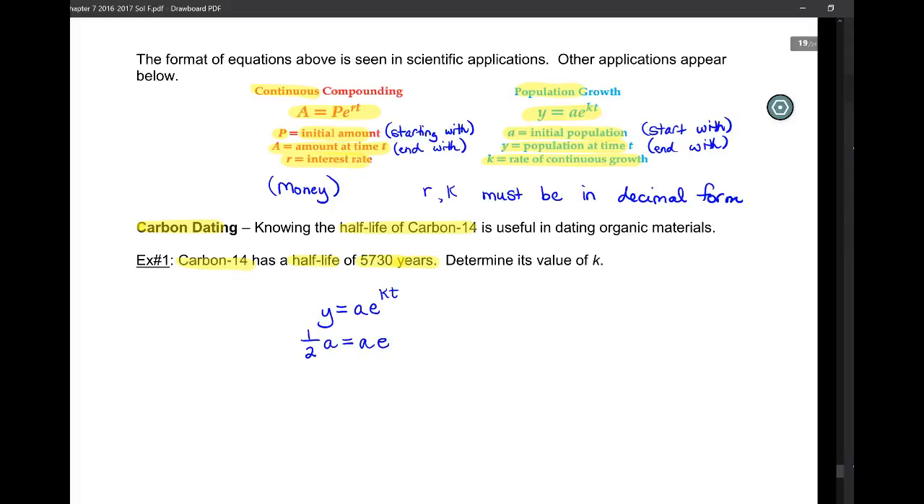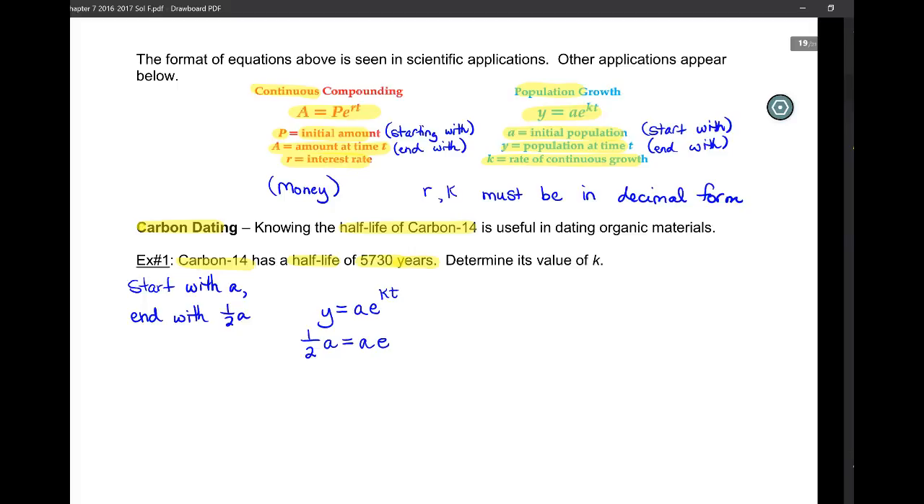So think, if I start with A, we end with 1/2 A. Does that make sense? So if A is my starting amount, I'm always going to have half as much as I started with. It doesn't matter if we started with 100 grams or 1,000 grams or what that amount is, and you'll see in a moment.